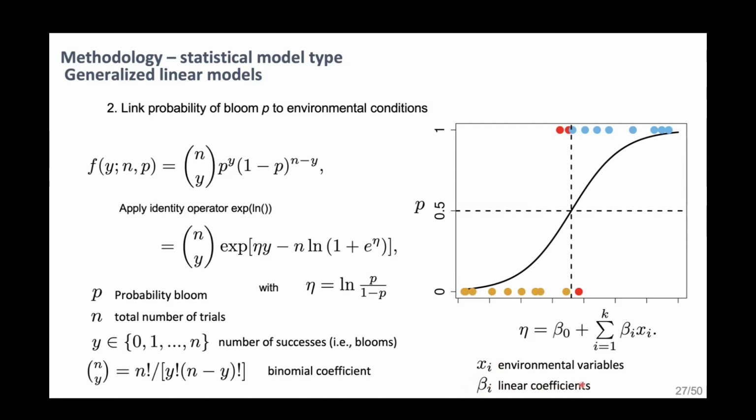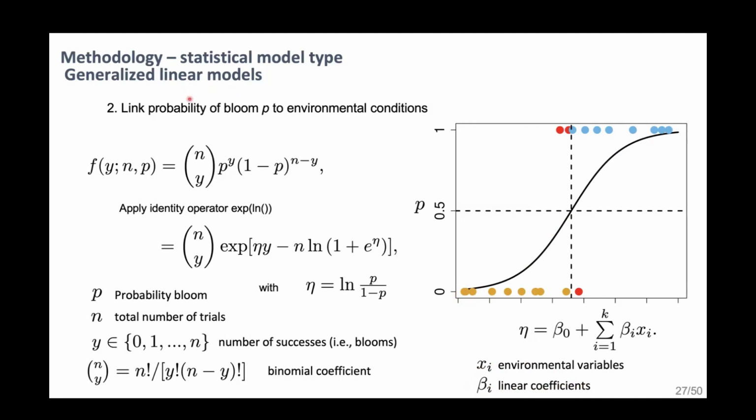And why is this interesting? Because the betas have a clear interpretation. For example, when the beta value is positive, it means that this variable is associated with an increase of bloom probability. Then it would look like this. When it is negative, it means that it's associated with a decrease of bloom probability.